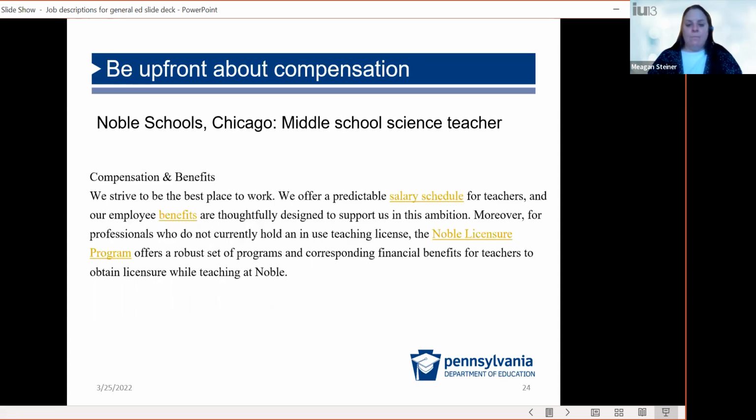So this is again the example from Noble Schools. They link to their salary schedule and also employee benefits and a particular tuition reimbursement licensing program. So I see we have a question in the chat. Using phones, thank you for mentioning that. Okay, we mentioned that in the website session as well.